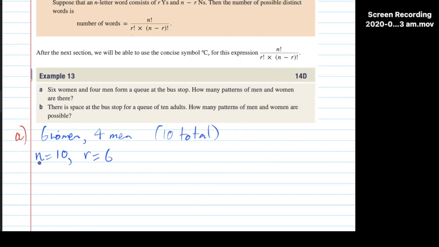R equals 6. So now let's have a look. How many different patterns of men and women are there? Well, we could have had all 10 people together, but we don't care about the different women and men, just the fact that they are women and men. So we need to get rid of the number of rearrangements of the women and the number of rearrangements of the men, which is the same as 4 factorial, or 10 choose 6 factorial.